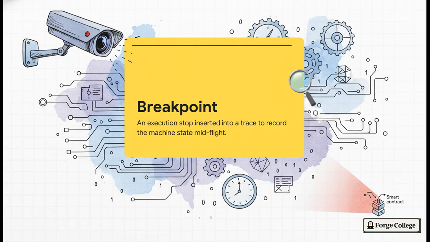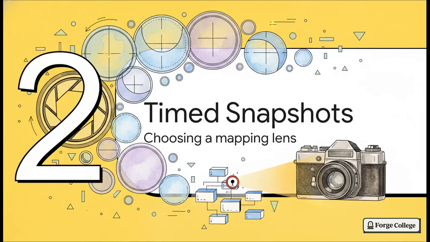Now, a breakpoint is really just an execution stop inserted into a trace to record the current machine state. Think of them like high-definition security cameras. They literally pause the execution at a specific instruction so you can inspect the exact context, the variables, the stack, the memory, at the precise moment things go off the rails. It's pausing time mid-flight.